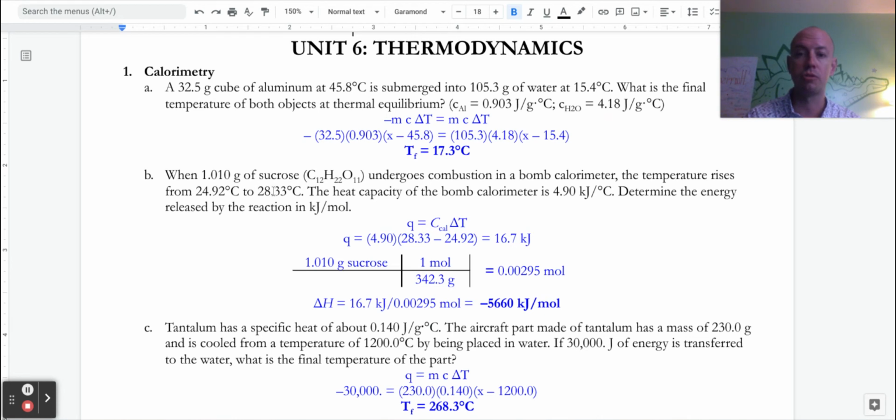The temperature rose by less than 4 degrees. We've got that, but a whole bunch of kilojoules here. When it asks kilojoules per mole, we would then need to take the grams of our chemical, the sucrose.